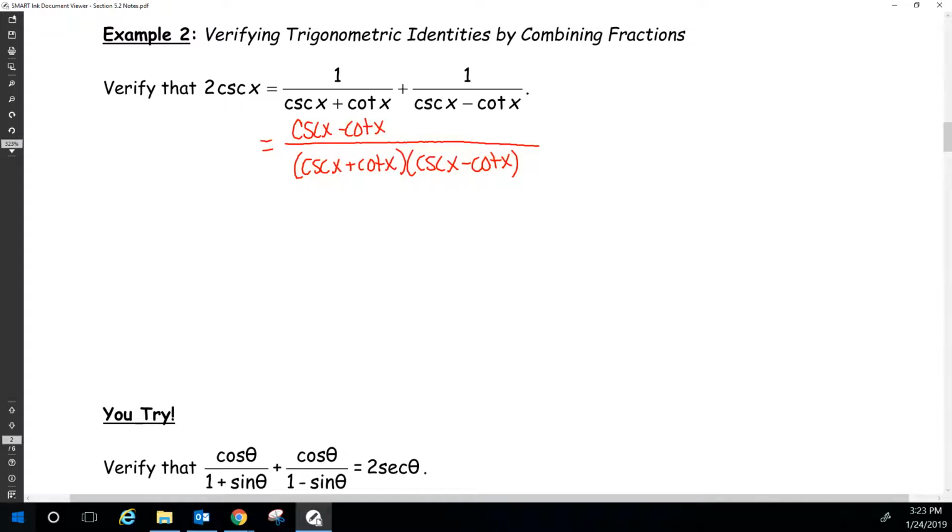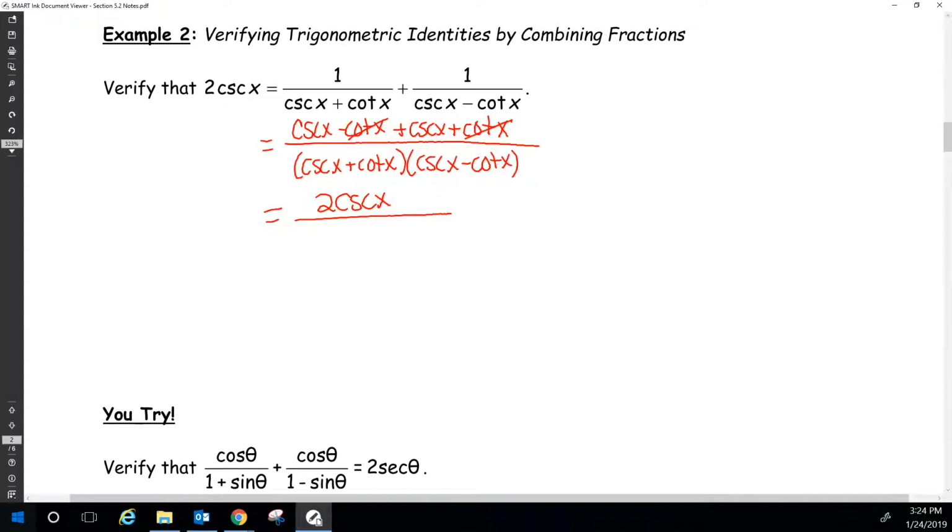And then for our second denominator, to go from that denominator to the common denominator, we multiply by the first denominator. So I'm going to multiply 1 times this denominator, and that's cosecant x plus cotangent x. Now I have a cotangent x minus cotangent x in the numerator. Those guys will cancel each other out. And I'm left with 2 cosecants up there. So 2 cosecant x.